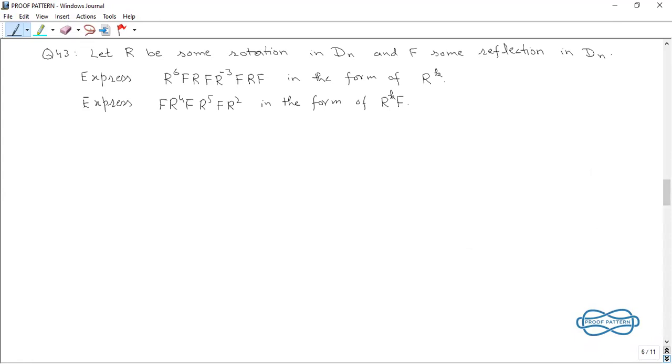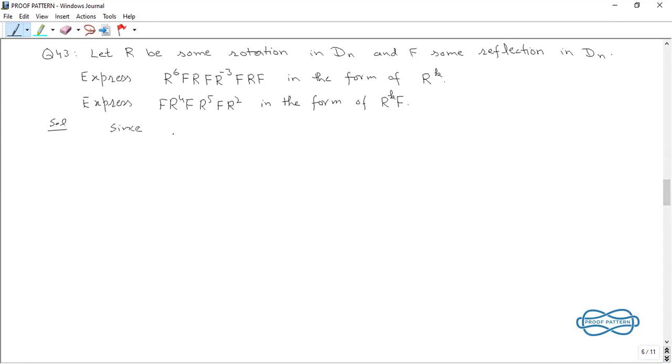Okay, we move to the next question, question 43, and the statement is: let R be some rotation in Dn and f some reflection in Dn. Now express R^6 FR FR^-3 FRF in the form of R^k, and express FR^4 FR^5 FR^2 in the form of R^k F. We start the solution.